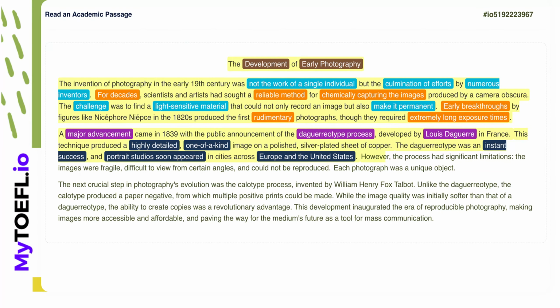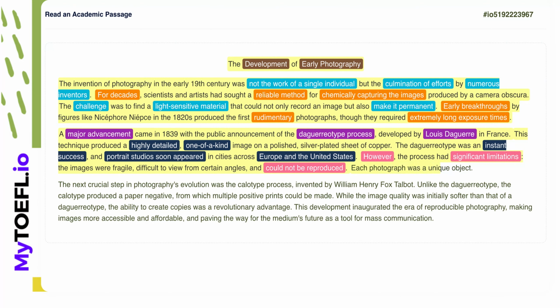However, the process had significant limitations. The images were fragile, difficult to view from certain angles, and could not be reproduced. The word, however, is a big clue. It signals a contrast. Despite its success, there were significant limitations. The most critical one for the story is that the images could not be reproduced. This is a major drawback and sets the stage for the next invention.